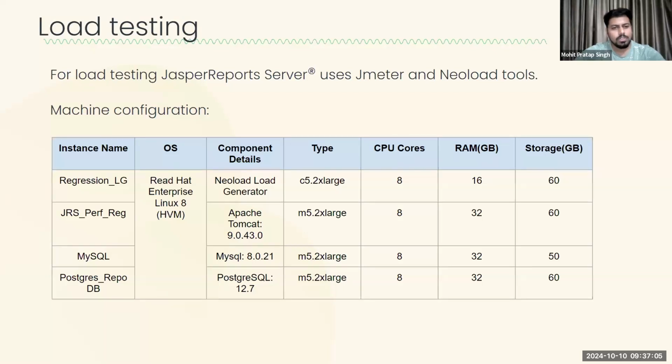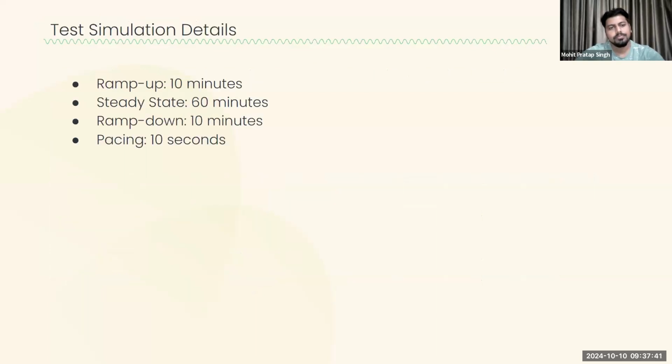The machine configuration we provide has 4 different nodes, with one node dedicated to the NeoLoad runner, where the test suite will be running. On one instance, the JRS will be running. MySQL we are using as a data source, so all the reports being generated capture the data from the MySQL DB. Then we have a Postgres repo that is linked with our JRS, which contains all the repository information. You can see the core sizes and the RAM of the individual nodes.